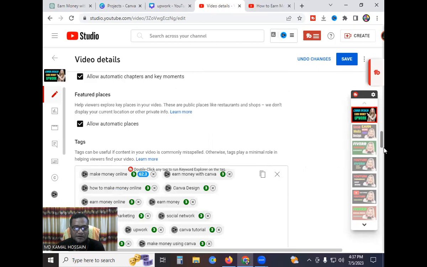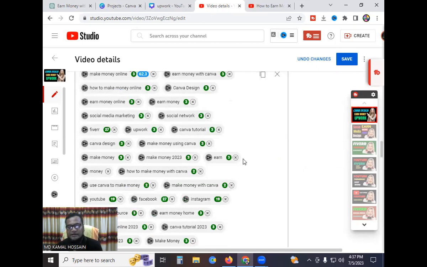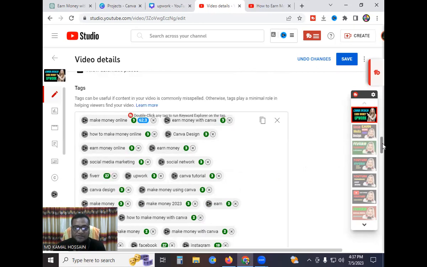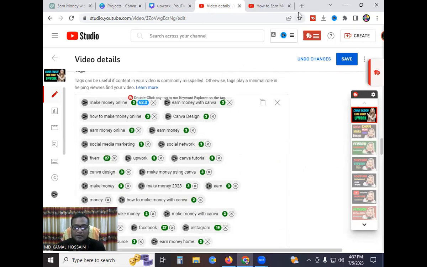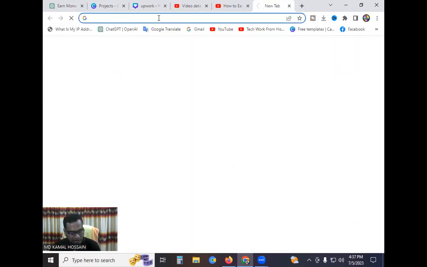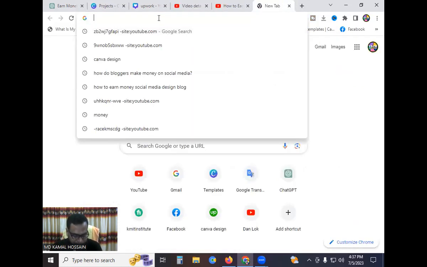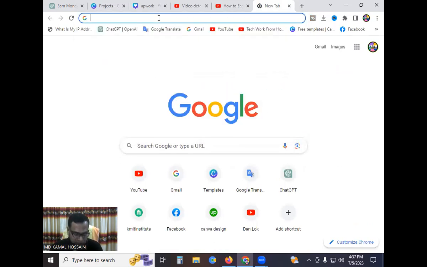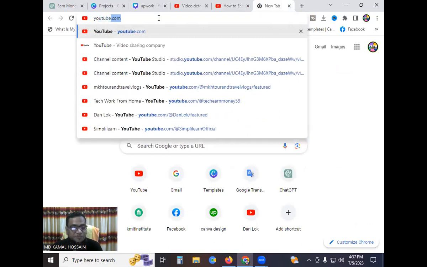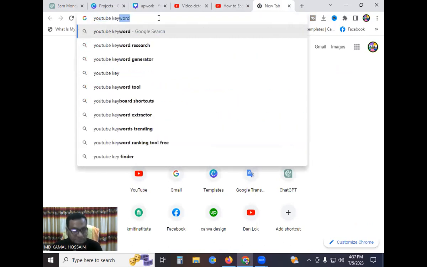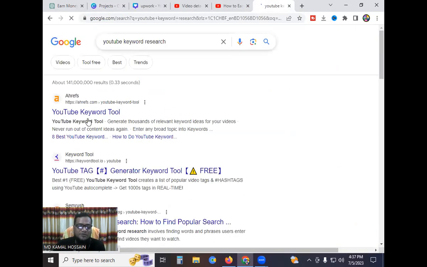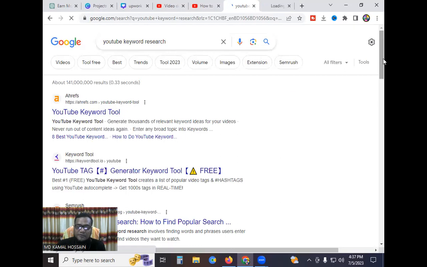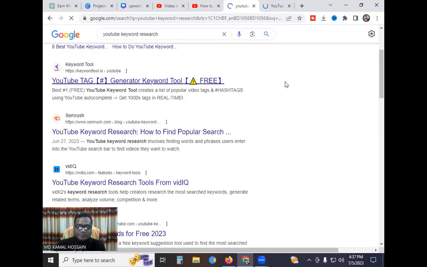Then keywords are a very important part. Tags and hashtags: use tags. Your tags should be relevant to what people search online, a lot of YouTube searches online. Use a YouTube keyword research tool. There are a lot of keyword research tools for YouTube.